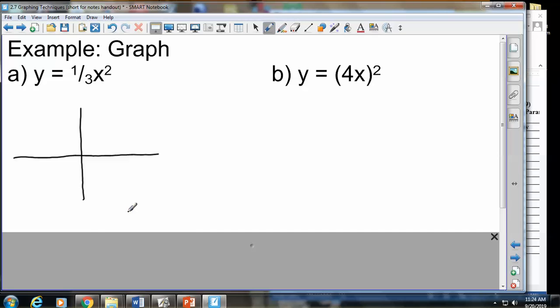So what is my parent function on the first one? x squared, parabola. So at least 3 points: 0 squared is 0, 1 squared is 1, negative 1, 1. If you needed more, you could do 2, 4, negative 2, 4. So that's our dashed one.